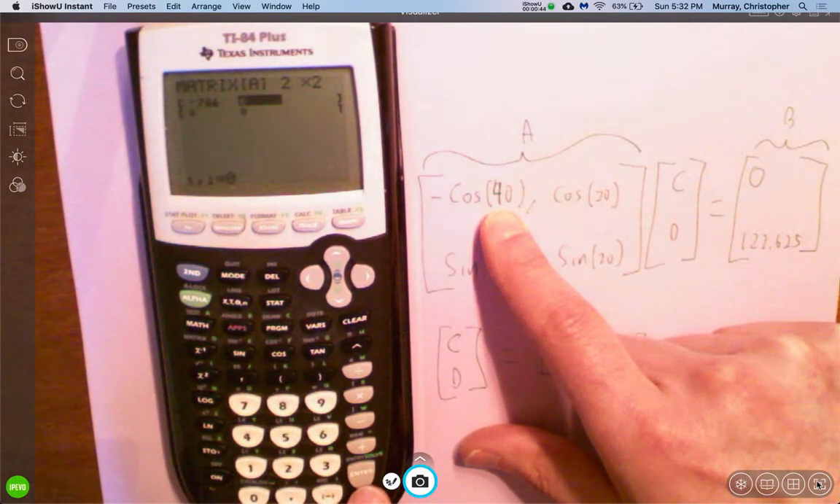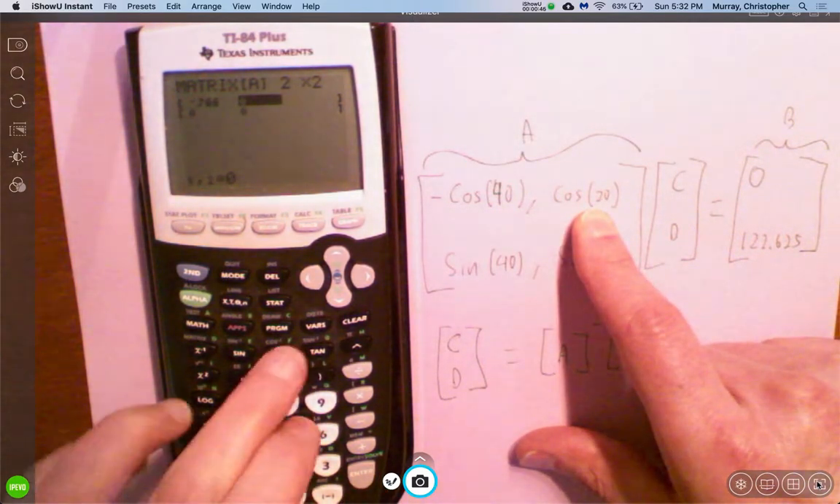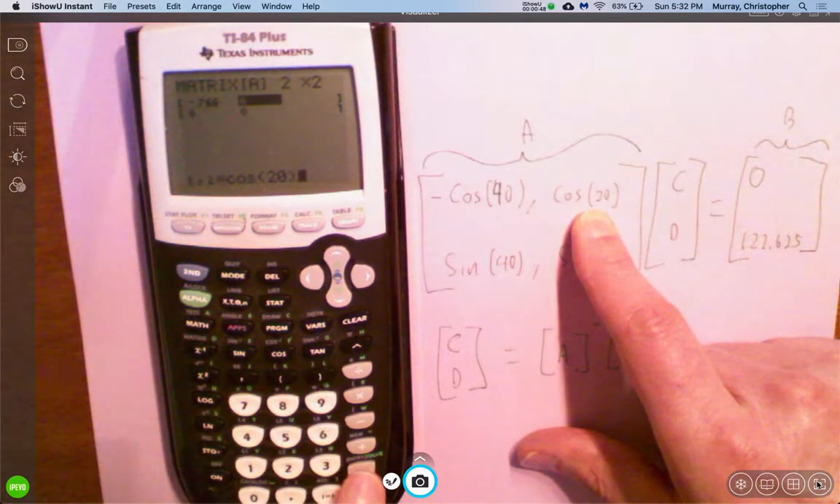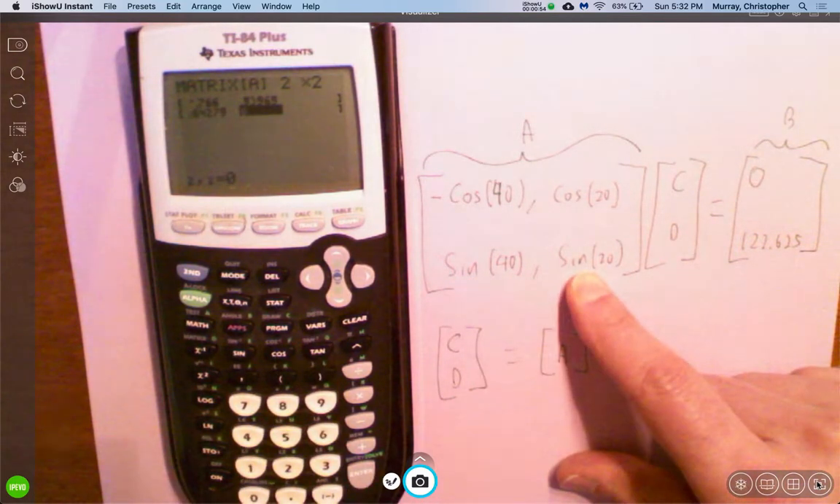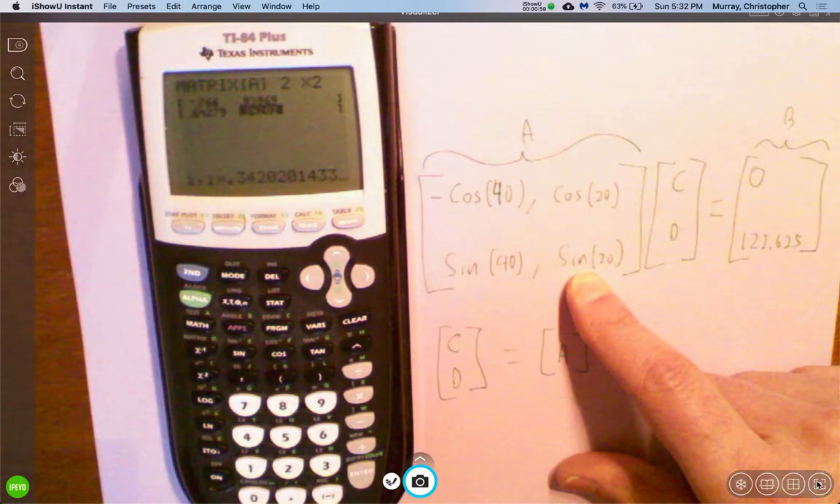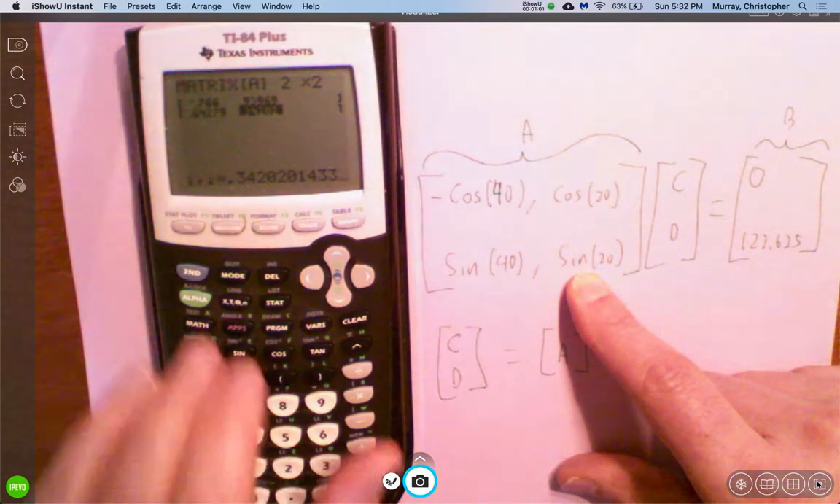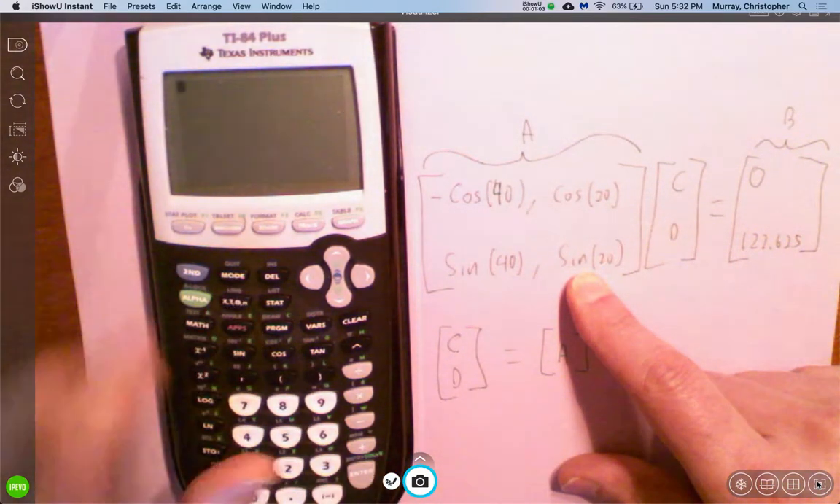I always type that parenthesis in there, and then this is cos 20. This is sine 40. This is sine 20. And we're done with A. We've finished A. So I like to just quit. I know you don't have to, but there it is, right?